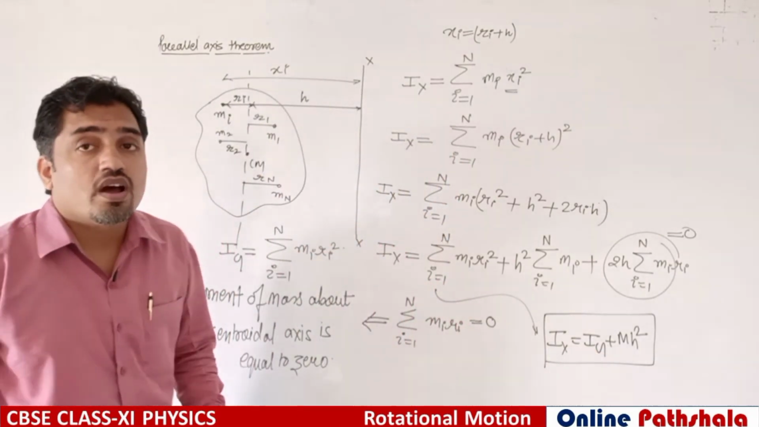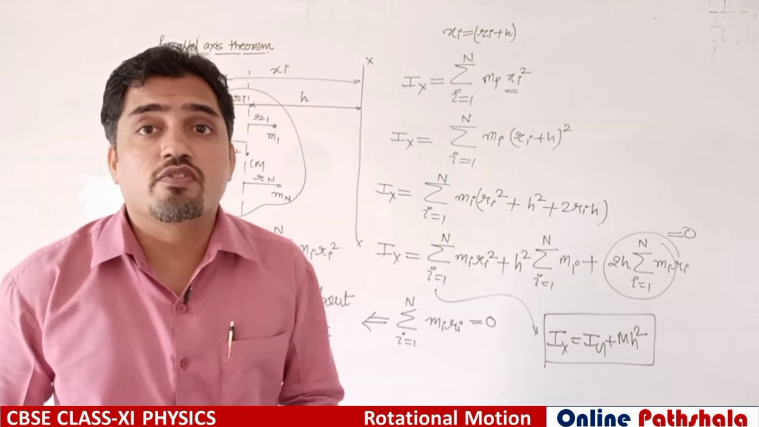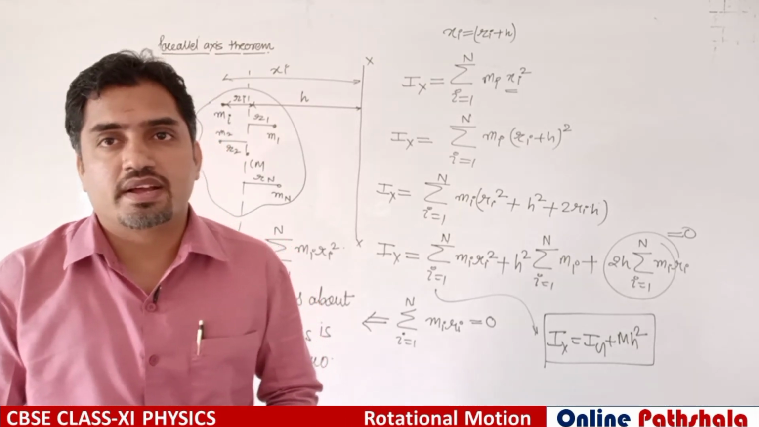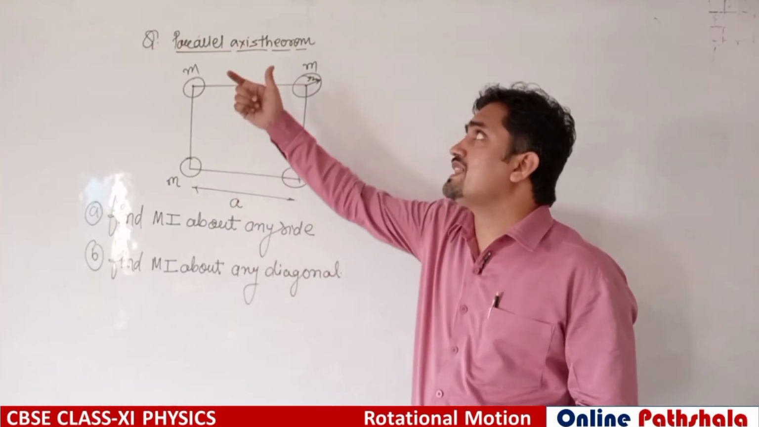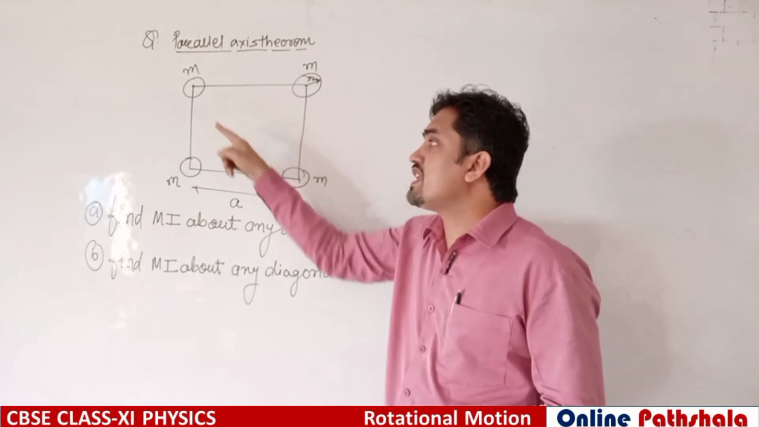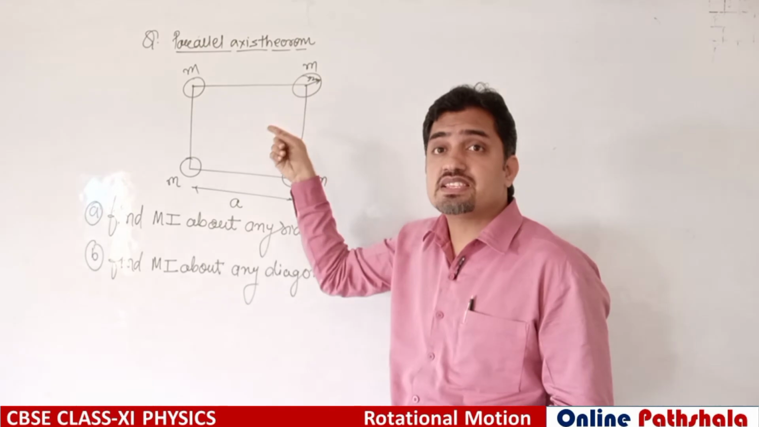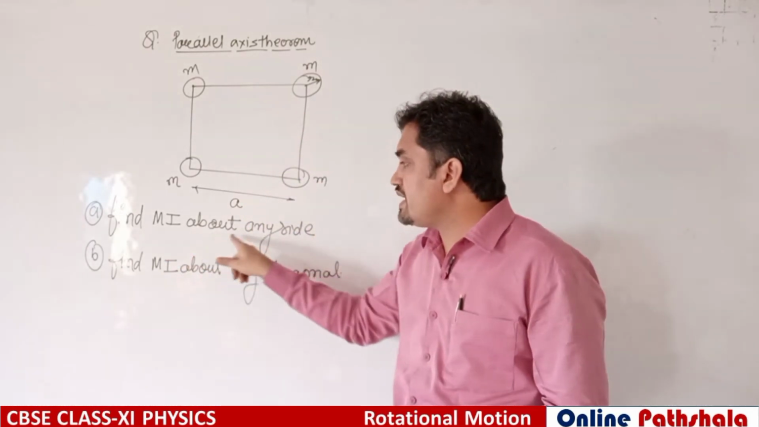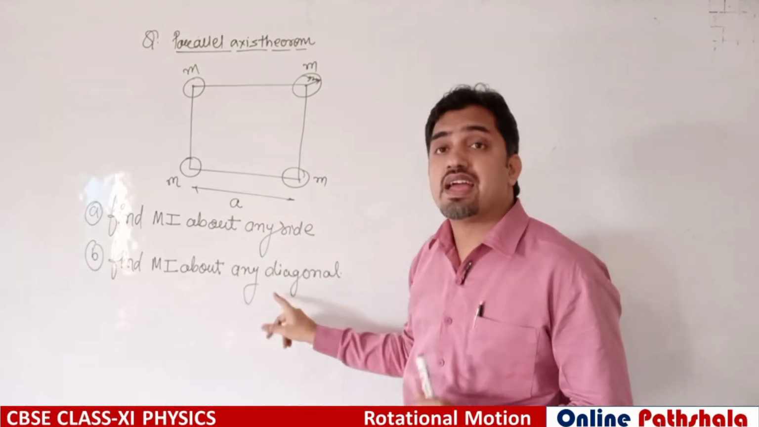Okay. Now, how can we apply this parallel axis theorem? To understand this concept, we will perform a numerical. Okay, so let us see the numerical. For the parallel axis theorem, in this question we have 4 spherical balls having radius small r and mass m, placed at the corners of a square of side a, and we have to find the moment of inertia about any side first, then the moment of inertia about any diagonal.